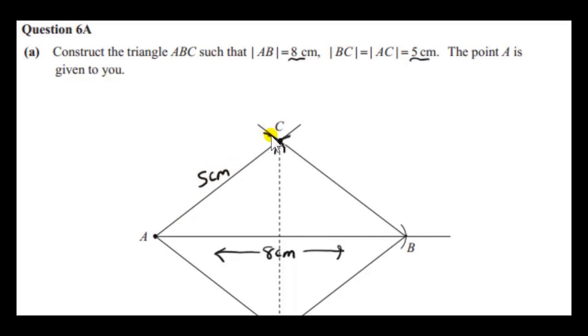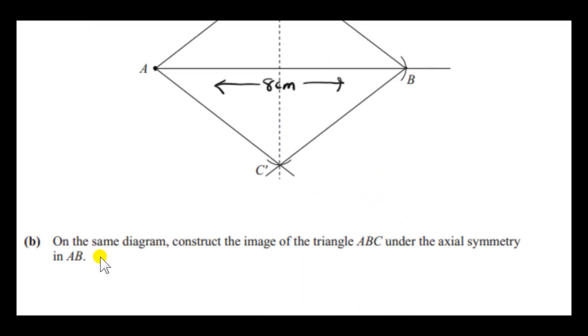Okay, because any point on this arc here is at a distance of 5 centimeters from A, and any point on this second arc is at a distance of 5 centimeters to B. So we connect this point down to B. Next we will construct the image of the triangle ABC under the axial symmetry in the line AB.